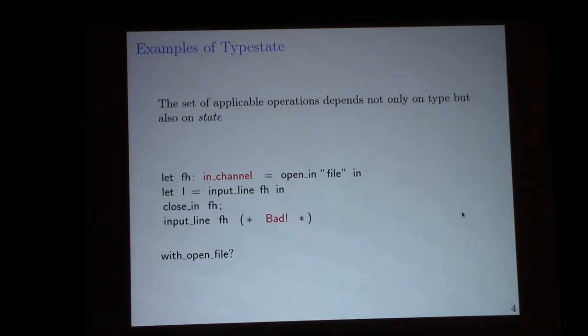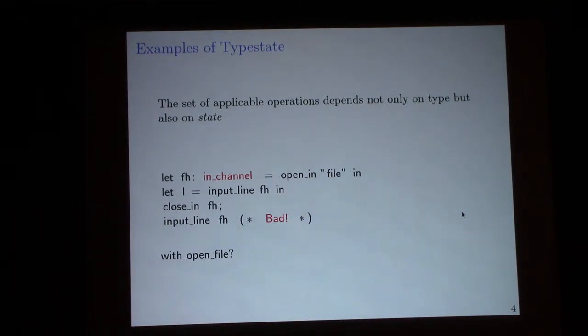So here is the first example of type state. We know the type of a value determines which operations can be performed on it. For the first part I will use OCaml-like syntax. If we know that the type is in_channel, then the possible operations that can be applied are like input_line and close_in and so forth. We cannot apply them successively.